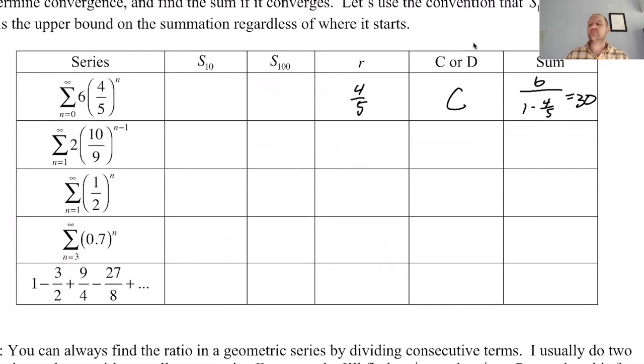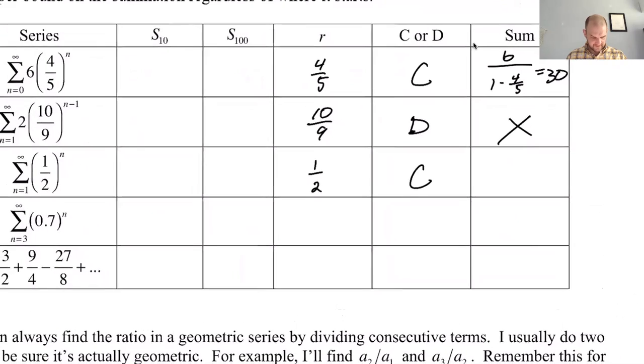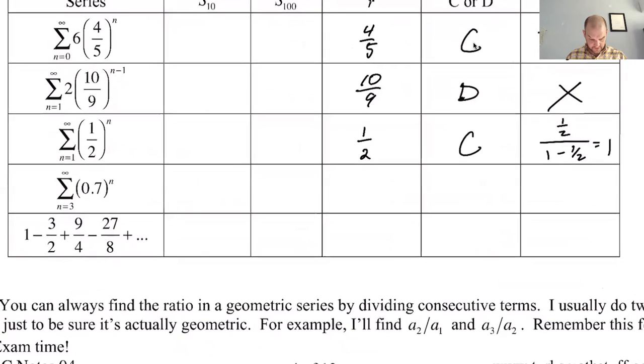All right, so here, the thing being raised to the nth power is r, so r is 10/9. Now 10/9 is greater than 1, so this diverges, which means that there's no sum. Here r is 1/2, which means this definitely converges because 1/2 is less than 1. Then we take 1 and plug it in to get the first term. 1/2 over 1 minus the ratio is 1/2, so that's 1, or should be.